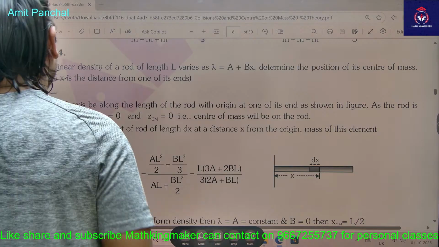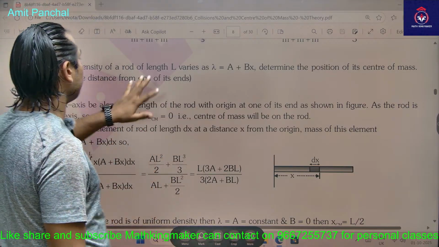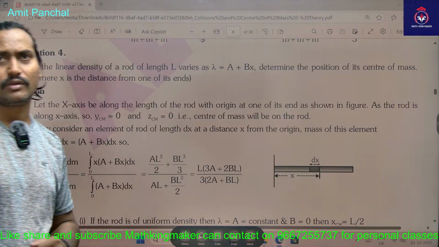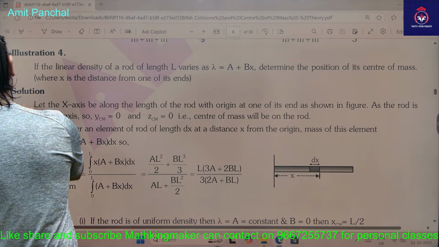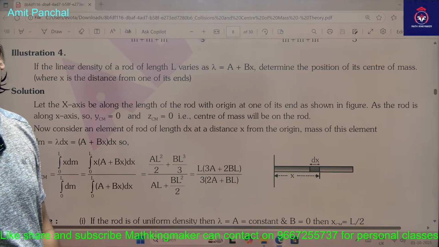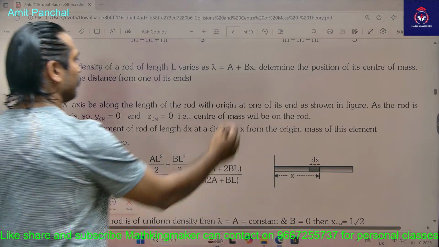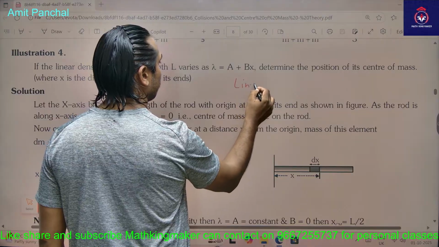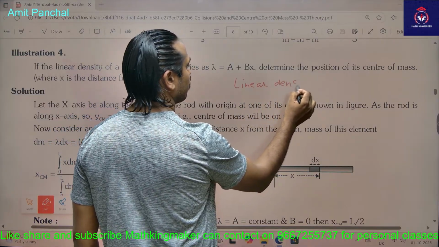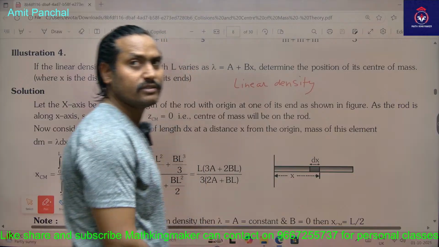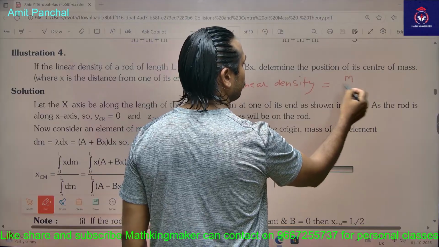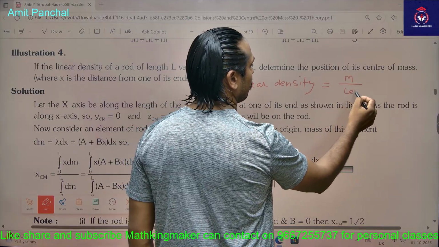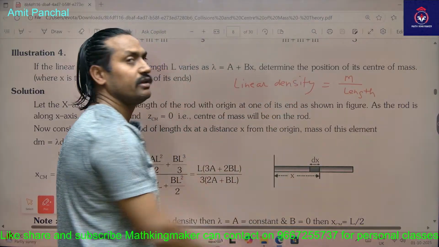Okay. What is linear density? Linear density is mass per unit of length. Yesterday we talked about surface density. So for surface density, what were we doing? We were just dividing mass by area. Here, as it is linear density, we divide by length.